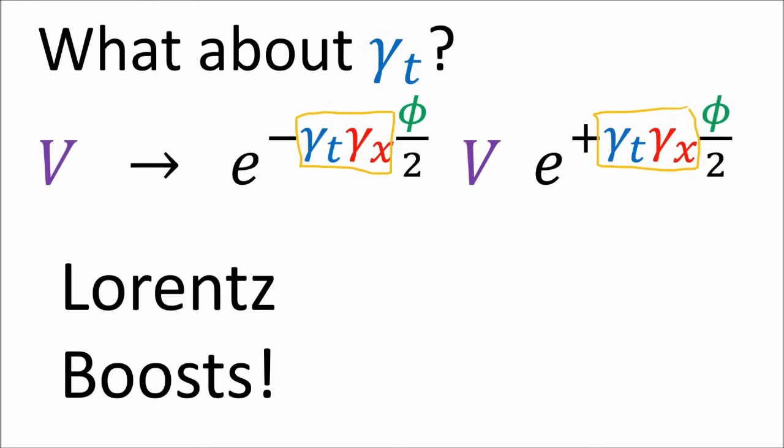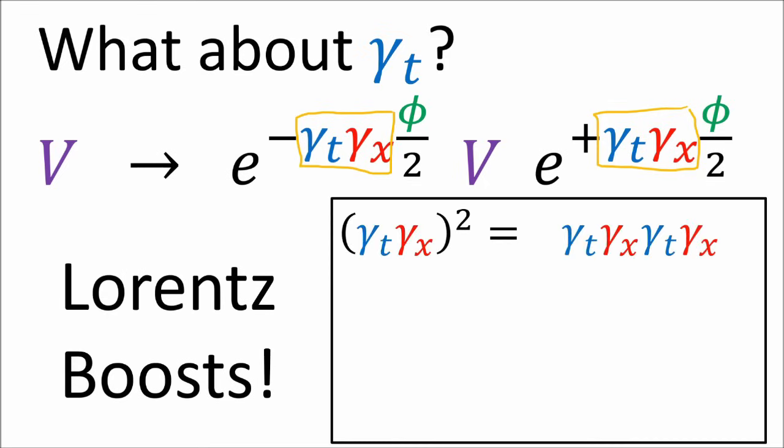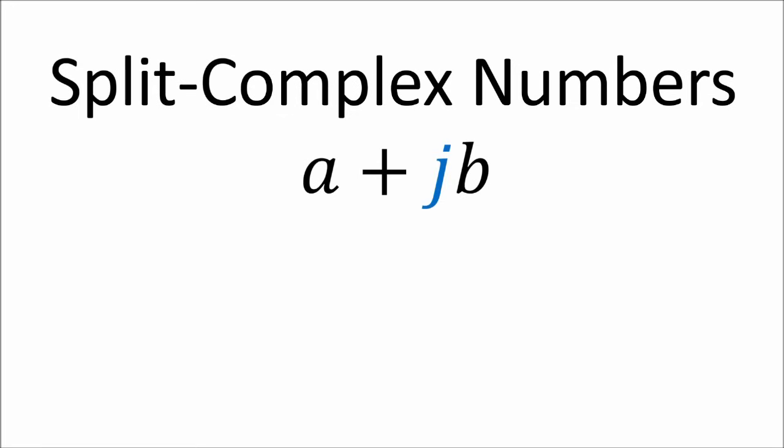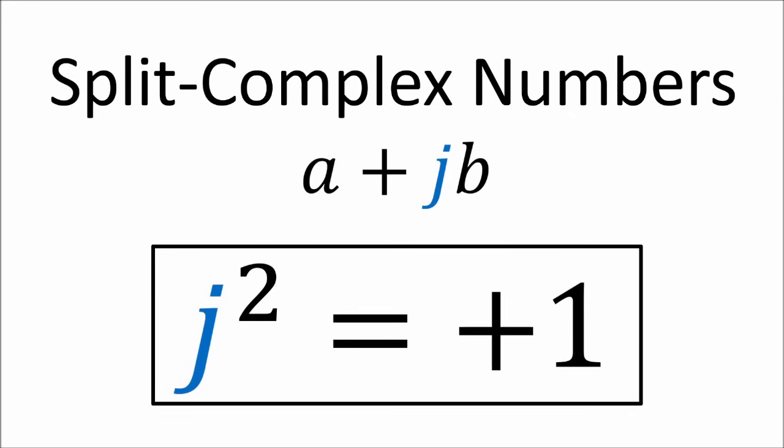But let's look at this exponential formula more closely. Gamma t times gamma x actually squares to +1, not -1. Flipping the inner terms gives us a negative sign, but this cancels with the negative sign we get when gamma x squares to -1. And since gamma t squares to +1, the answer is +1. So what happens when we take the exponential of a symbol that squares to +1? We can check this using the split complex number j from the last video, where j squares to +1.